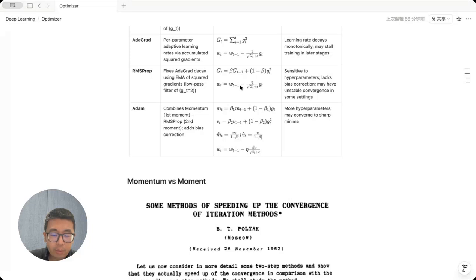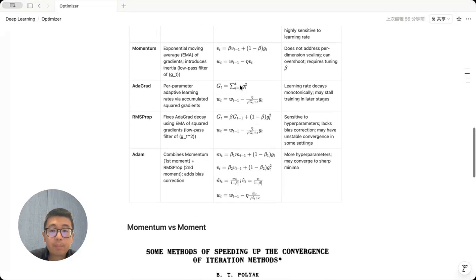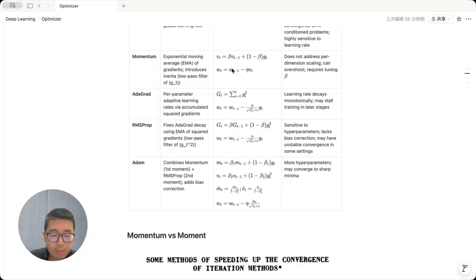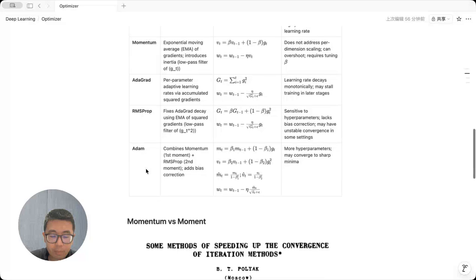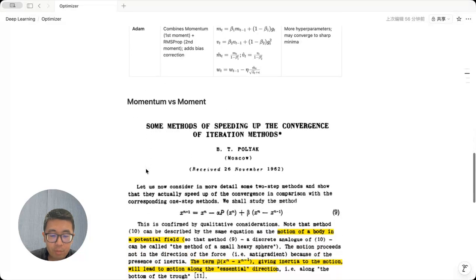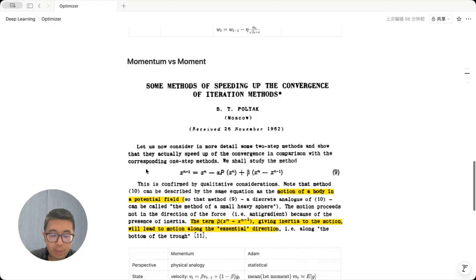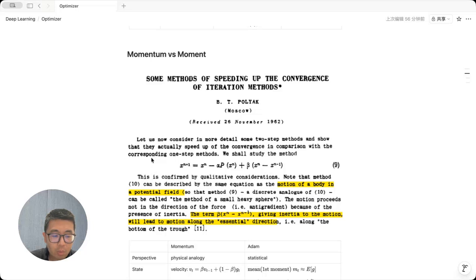At this point, there are two separate ideas. Momentum improves direction by smoothing gradients over time, and RMSProp improves the scaling by adapting step sizes. So Adam combines both. Before explaining Adam, it is important to clarify a common confusion: momentum and moments. They sound similar, but they mean different things.